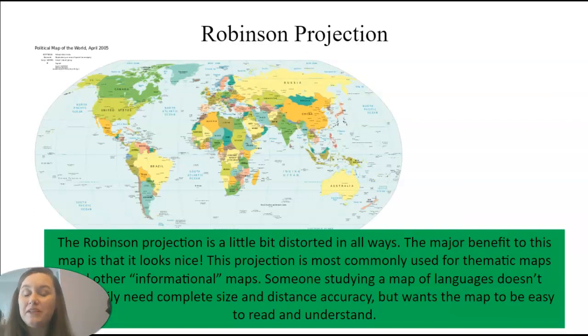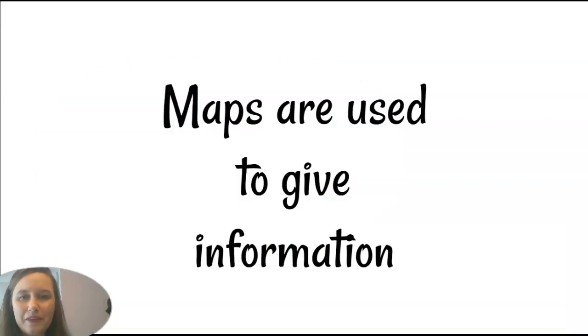Now, this is the Robinson projection. You've probably seen this a lot. It's pretty, and it's used for thematic maps. It's for informational maps. Size and distance accuracy is not great, but it's easy to read, it's easy to understand, and it's great for just learning, okay, where countries are and things like that.